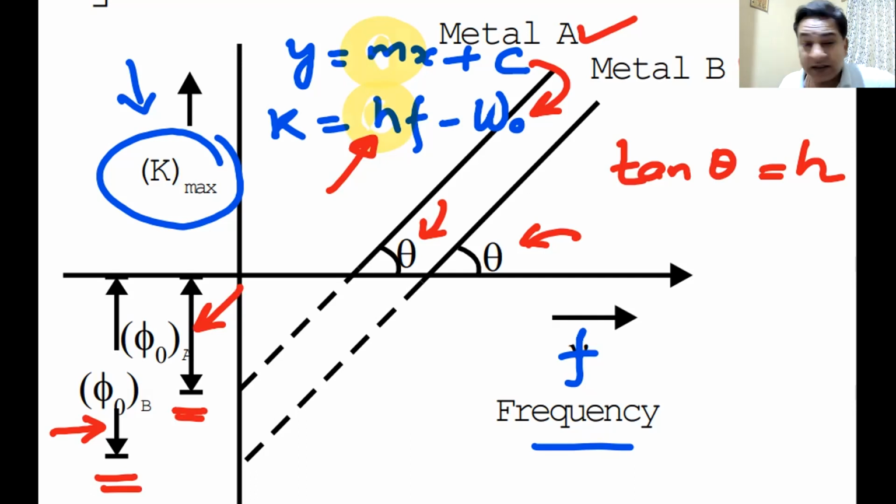This is how the graph between kinetic energy and frequency will come if it ever comes in your NEET exam. Everyone has understood this? Then please note: tan theta is h. Just draw this much. It's right there on your big screen. I hope you can see it clearly because I can see it clearly on my screen. I'll give you a minute to note it down.